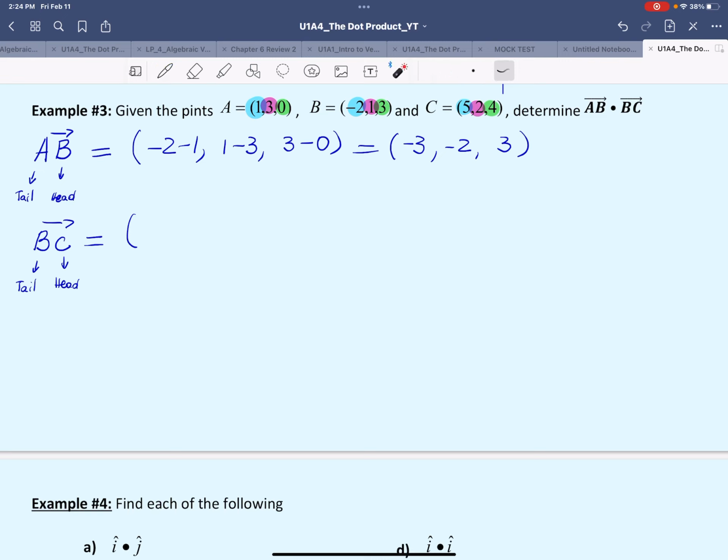So x of C is 5, x of B is -2. So 5 minus -2, careful with the signs, it's very easy to mix them up. 2 minus 1, and then 4 minus 3. So that would be 7, 1, 1. So we have the coordinates for each vector.